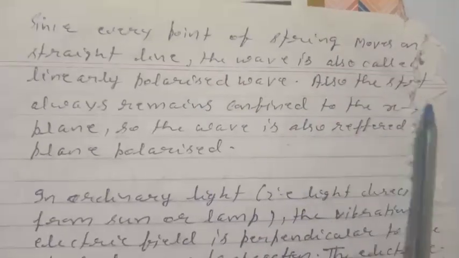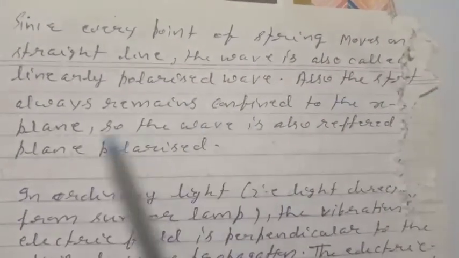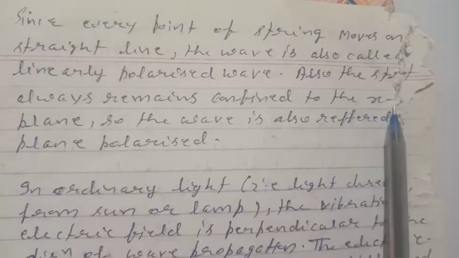Since every point of a string moves on a straight line, the wave is also called a linearly polarized wave. Also, the state always remains confined to the xy plane, so the wave is also referred to as plane polarized.